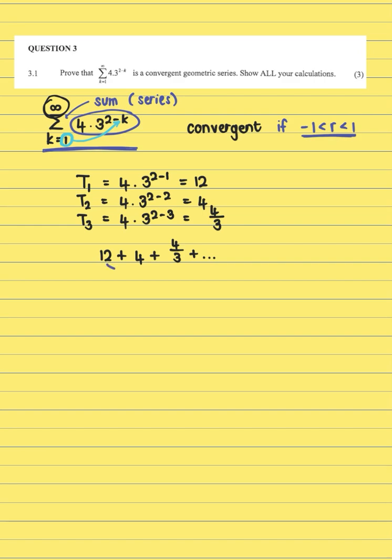We can see that to go from 12 to 4, you have to divide by 3, but remember that the ratio is the number that you multiply by. So the ratio here is going to be 1 over 3. Dividing by 3 is the same as multiplying by 1 over 3. And if we look at 4 to 4 over 3, we will see that the same thing happens there. To go from 4 to 4 over 3, you again have to multiply by 1 over 3. So that means that our ratio is 1 over 3. And is 1 over 3 a number between -1 and 1? Yes. So therefore, we have a ratio between -1 and 1. So therefore, this is a convergent, I usually say converging, but it doesn't matter, it's the same thing, a convergent series.